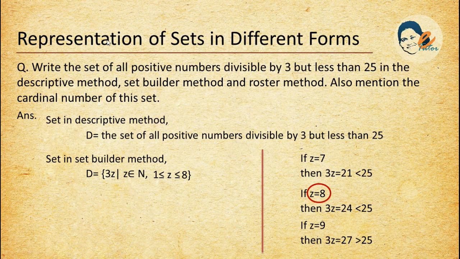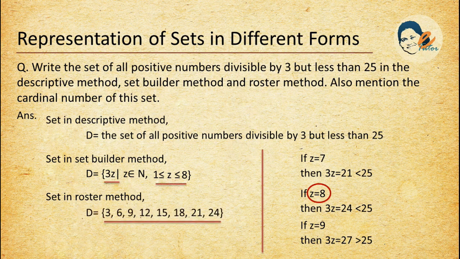Next is set in roster method. In this example, we will find the set in roster method from the set in set builder method. How? We will just put the values of z in the range of 1 to 8 one by one in the value of the element, that is 3z, and we will get the whole set, and the set will look like this. And how do we get this? We just put the values of z in 3z and get this whole set.